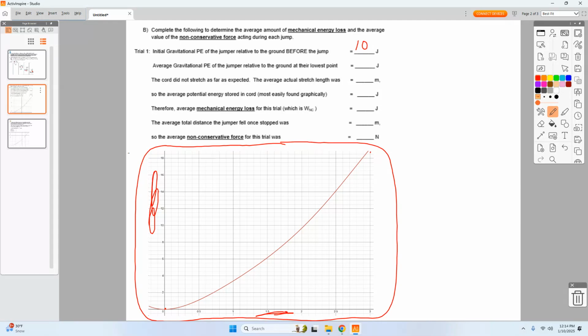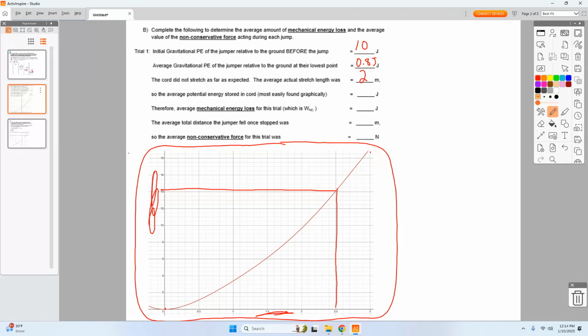After the average gravitational potential energy of the jumper relative to the ground at their lowest point, let's say that they came up a little bit short, and so they still have maybe 0.8 joules of gravitational potential energy. The cord did not stretch as far as they expected it to. You might have said that the cord was going to stretch 2.5 meters, and you would have stored all that energy as elastic, but in reality, it only stretched not 2.5, but let's say it only stretched 2 meters.